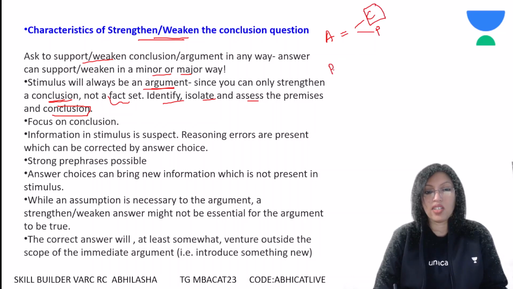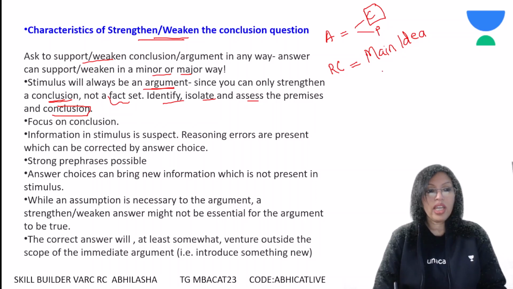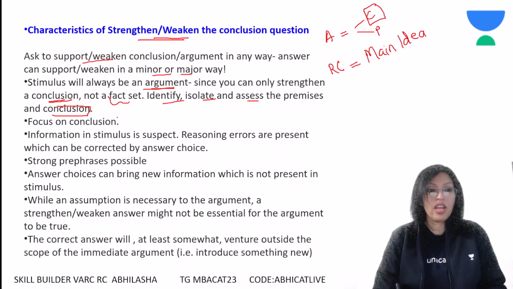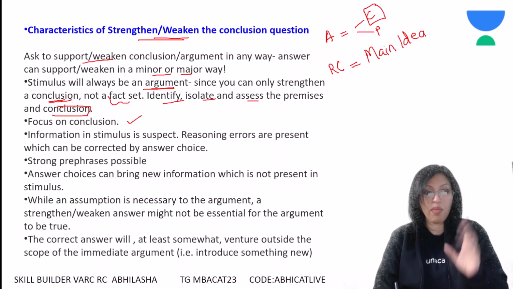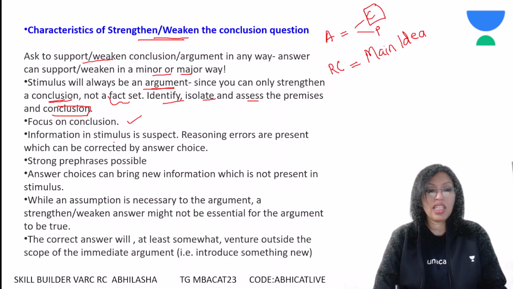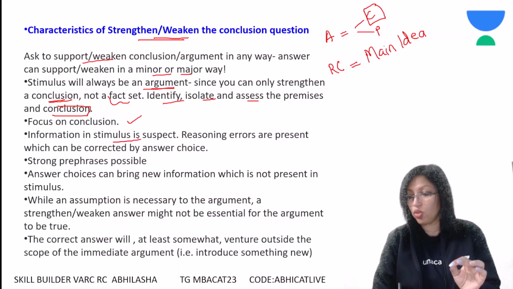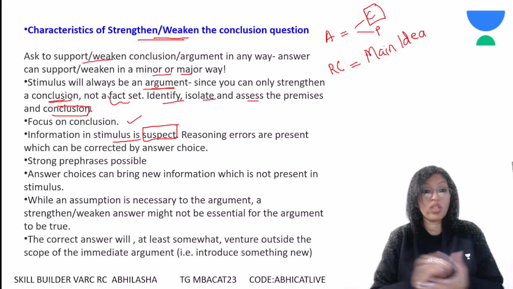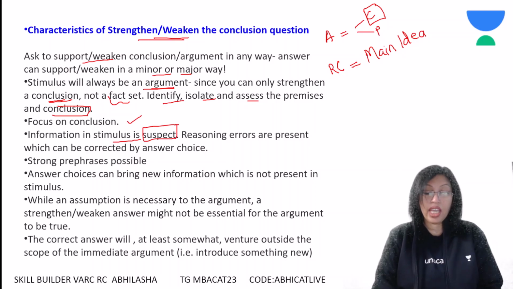If it's a passage, if it's an RC, then spot the main idea, and the main idea is what you will try and weaken. So therefore you have to do this first of all. Focus on the conclusion or on the main idea. Now the information in the stimulus, the information that is given to you, that is suspect. That means we will always doubt the information that is given. We'll say, hey, is this correct? So we'll always doubt it.